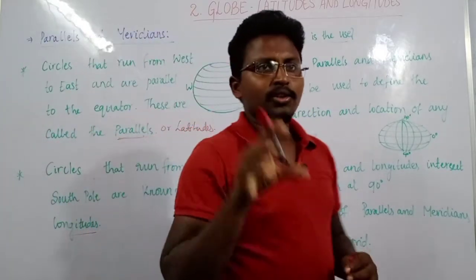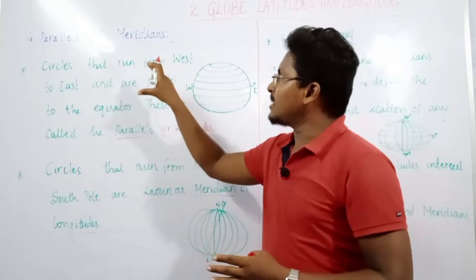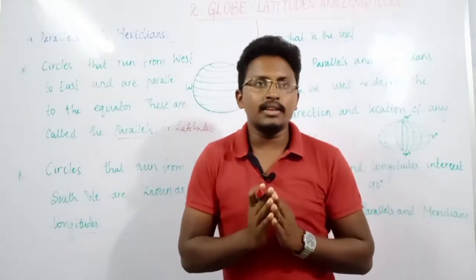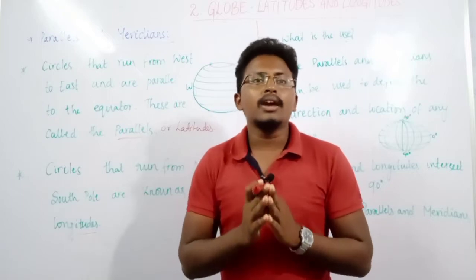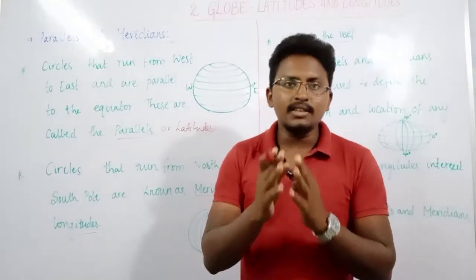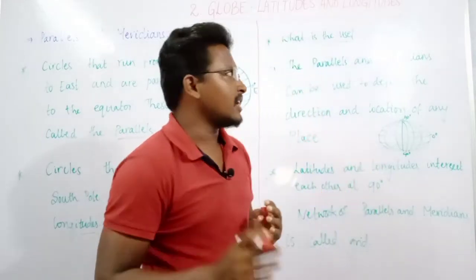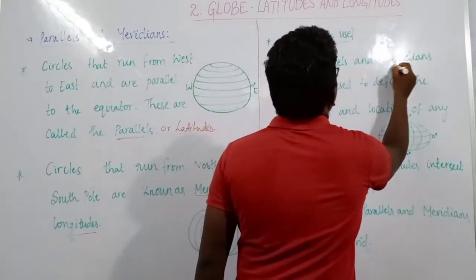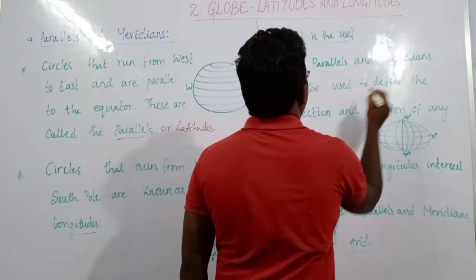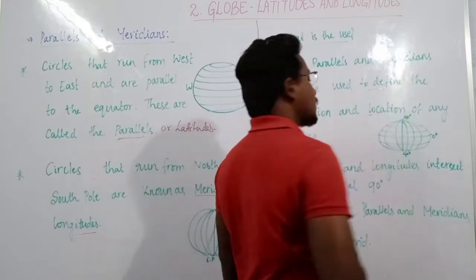Then what is the use? As I mentioned, these parallels and meridians are all imaginary lines. In reality, on the globe you cannot find them. But what is the purpose of these lines? Why are they useful? It is because the parallels and meridians can be used to define the directional location of any place.